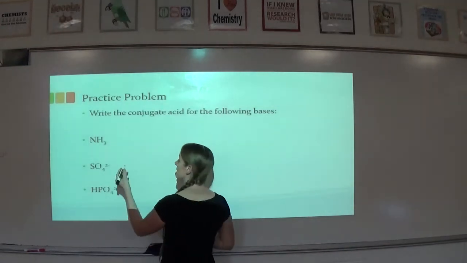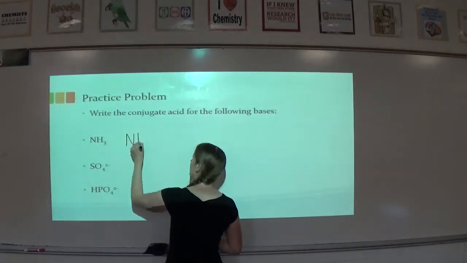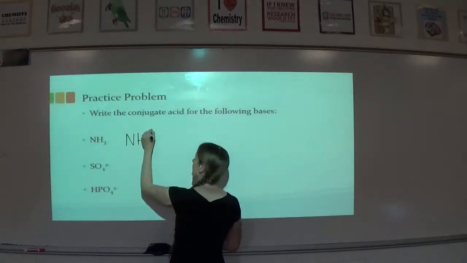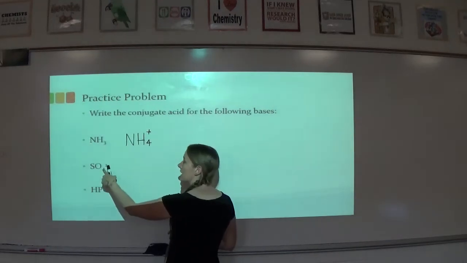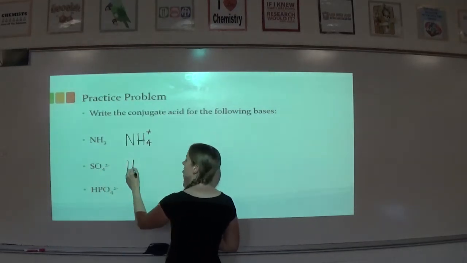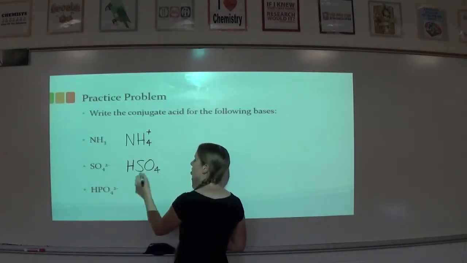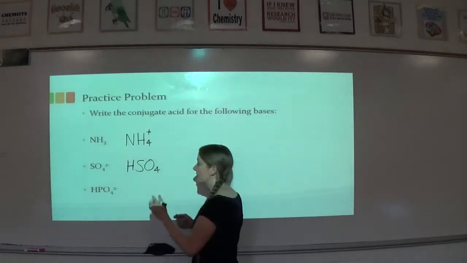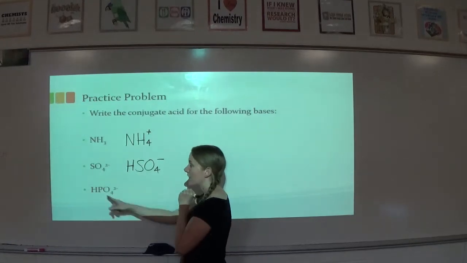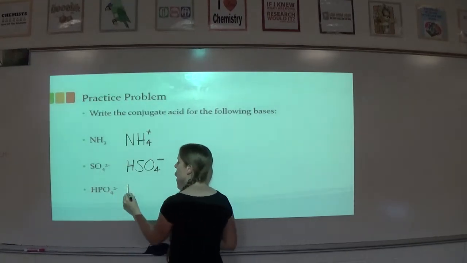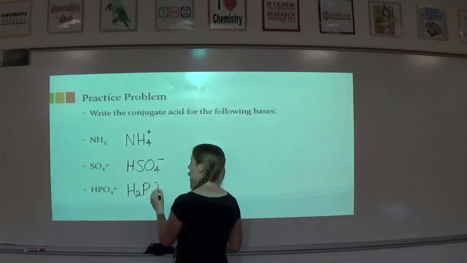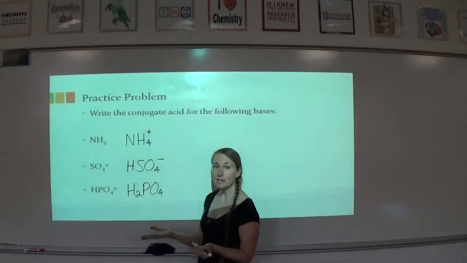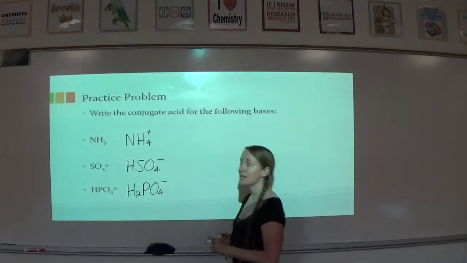So NH3, if it gains a hydrogen, will become NH4. It was neutral, but I'm adding a plus, so it becomes +1. All right, SO4 minus 2, if it gains a hydrogen, it becomes HSO4. But I'm going to add a plus, so -2 plus 1 is -1. And then HPO4 minus 2 would become H2PO4. And then, of course, -2 plus 1, because we added a positive hydrogen, is a negative charge.